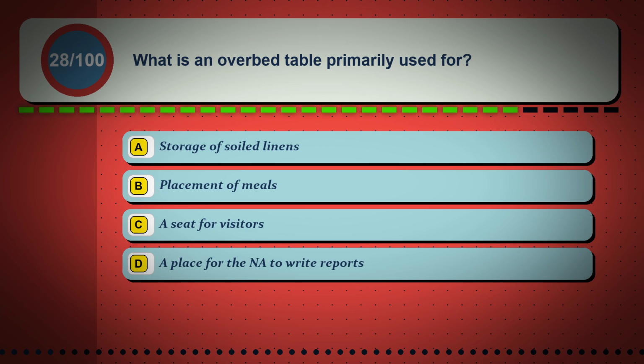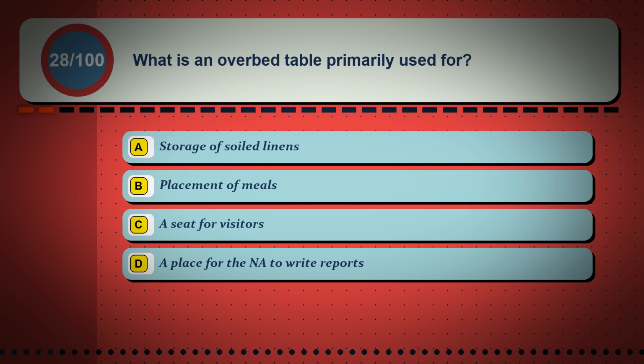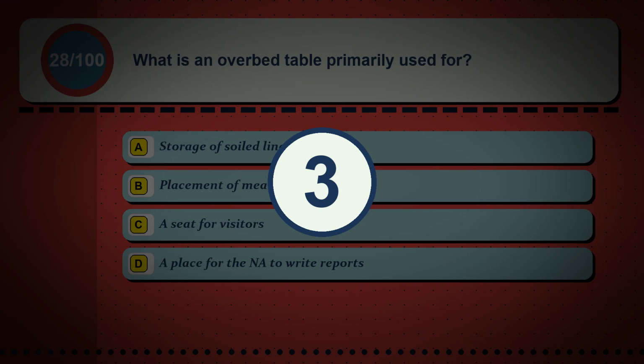Question 28. What is an overbed table primarily used for? Option A, storage of soiled linens. Option B, placement of meals. Option C, a seat for visitors. Option D, a place for the NA to write reports.